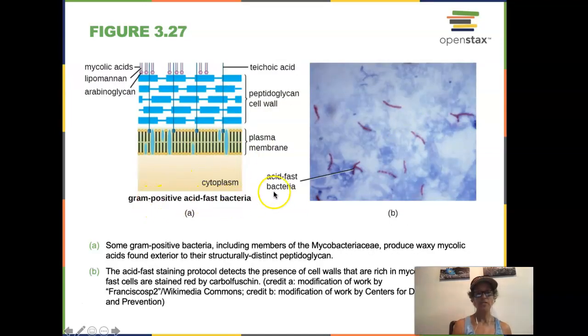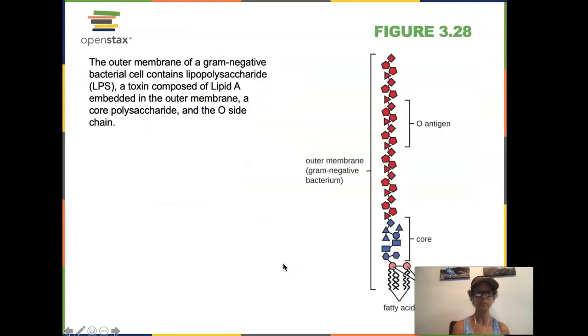So acid-fast bacteria are gram-positive, so they have the features of the gram-positive, but they also have mycolic acids, and that is a type of wax. And that is a different type of stain that we would use, and it means that wax makes it very difficult for antibiotics to get to them.